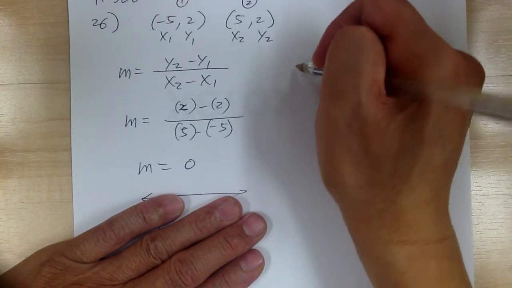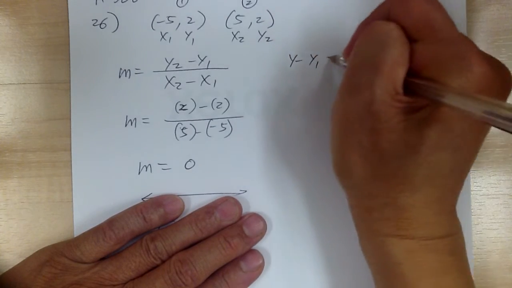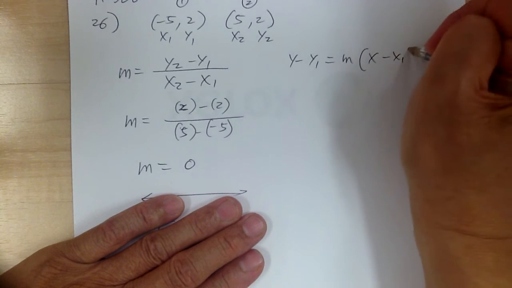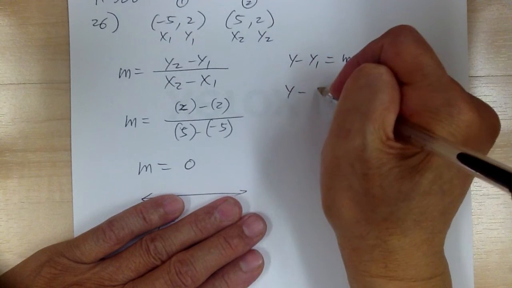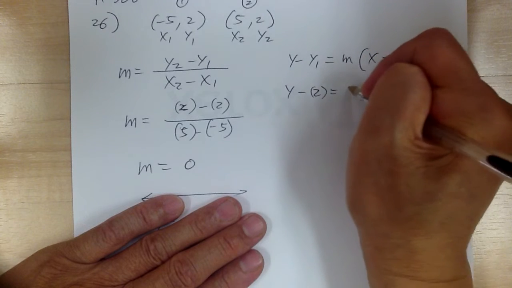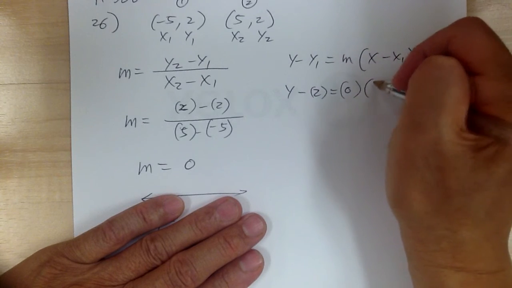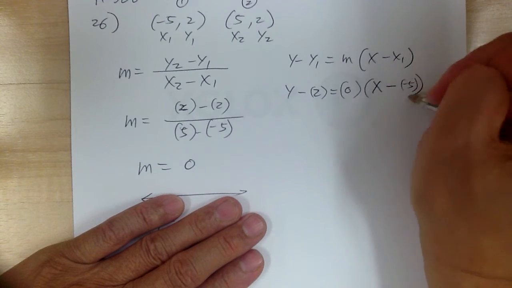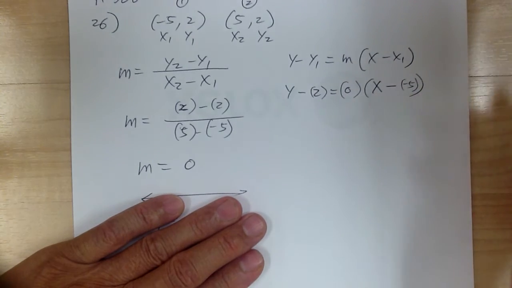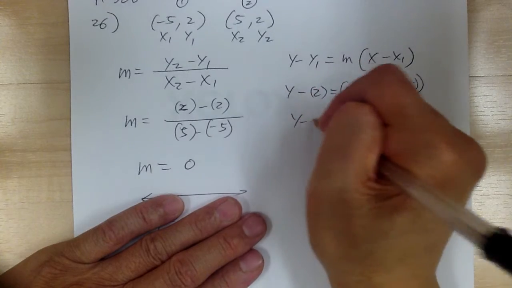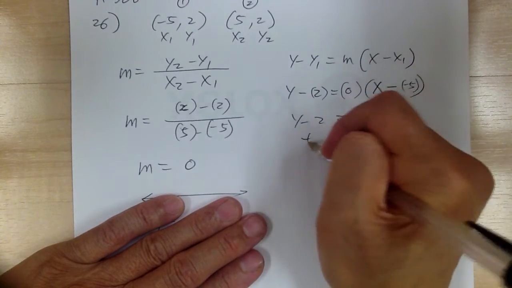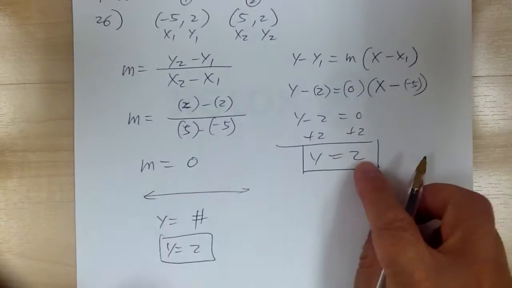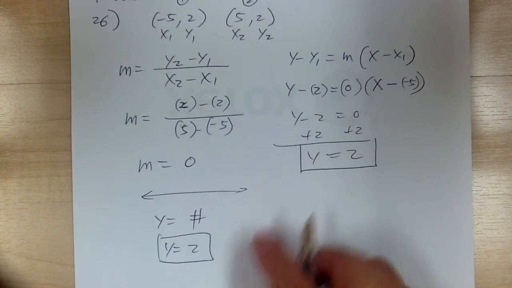Use your point slope form. You have y minus y1 equals m times x minus x1. So you get y minus 2 equals 0 times x minus negative 5. Now 0 times whatever is just 0, so you get y minus 2 equals 0. Plus 2, plus 2. So y equals 2. See, same thing.